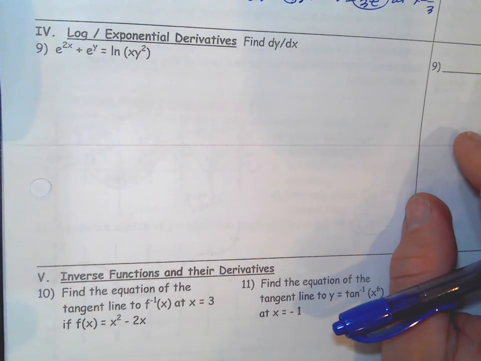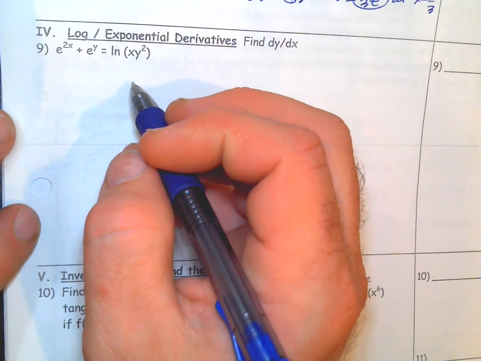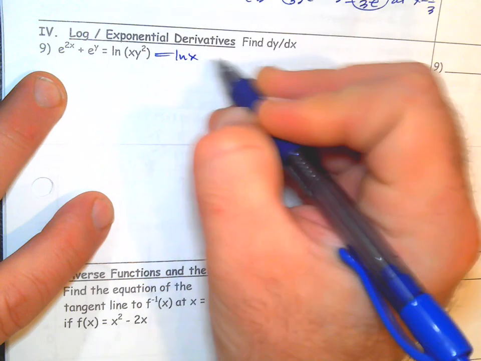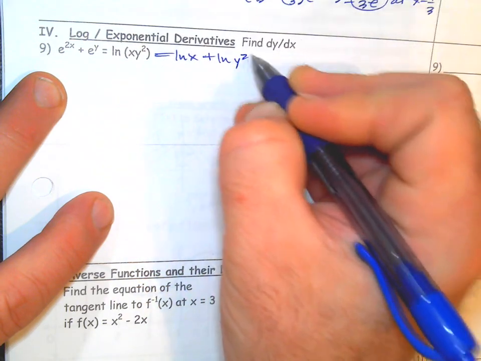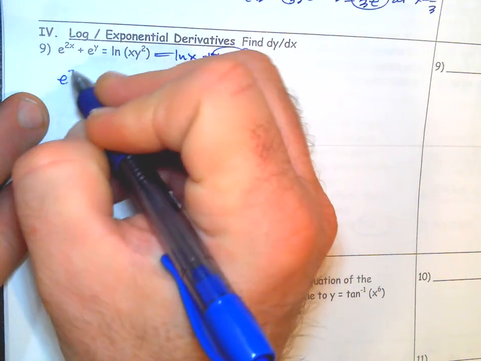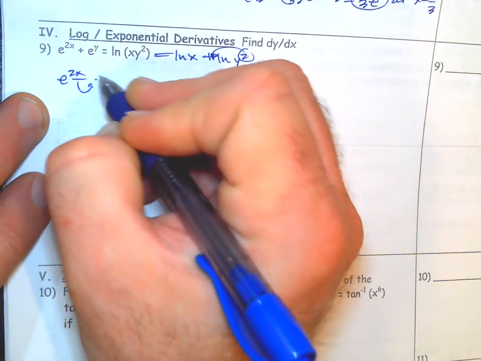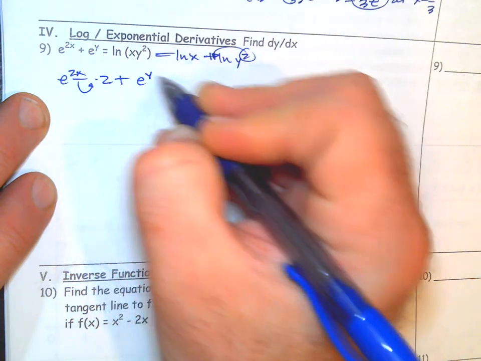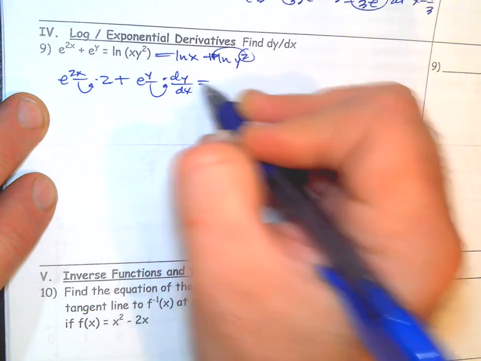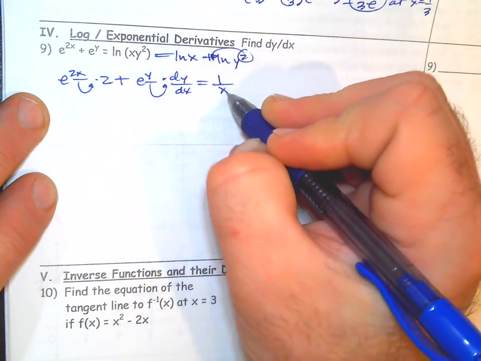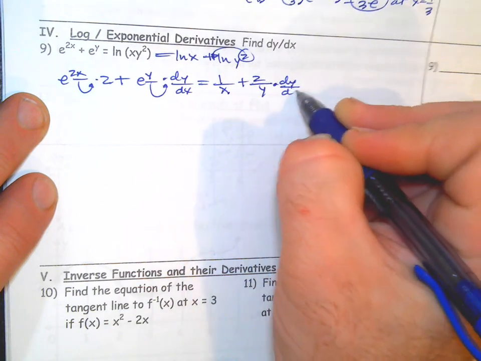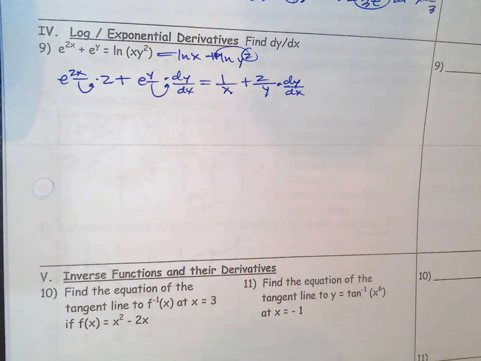Okay, let's find the derivatives. I would use some log rules here and break this up. Unless you really like making the work harder for yourself, this will make it easier. And then we take the derivative implicitly. The derivative of e to the 2x is e to the 2x times the derivative of what's inside, which is 2, plus the derivative of e to the y is e to the y, but then the derivative of y with respect to x is dy/dx. The derivative of natural log of x is 1 over x plus 2 over y. Don't forget dy/dx. So that's the derivative.